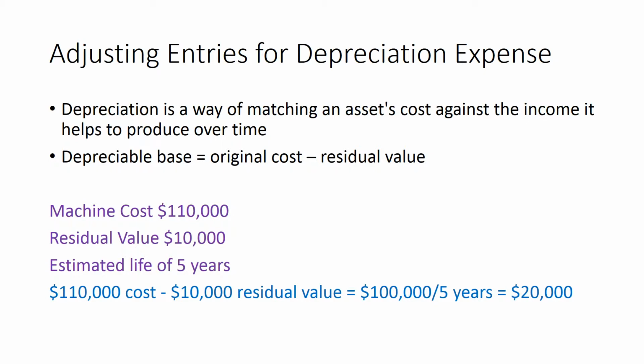For example, assume that a machine costs $110,000, has a residual value of $10,000, and an estimated life of 5 years. Under the simplest method of depreciation, the straight-line method, the company may take $20,000 depreciation expense in each of the 5 years. $110,000 cost minus $10,000 residual value equals $100,000 divided by 5 years equals $20,000 per year.